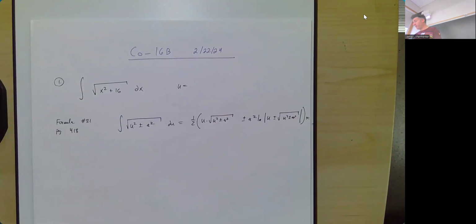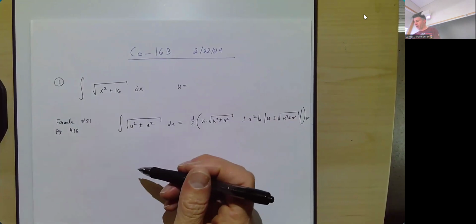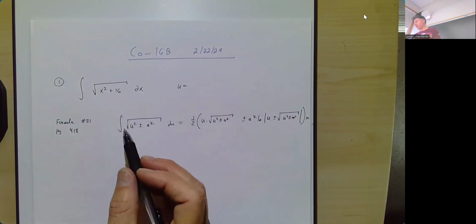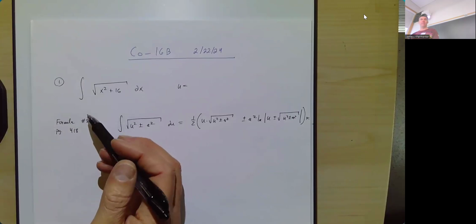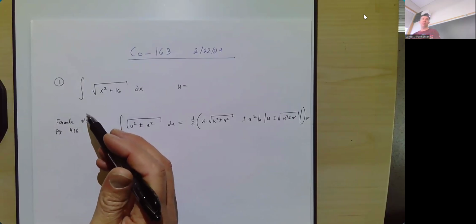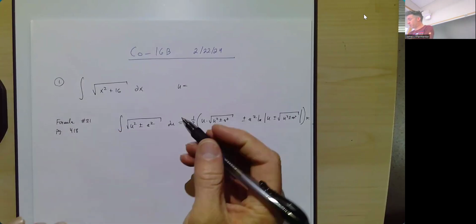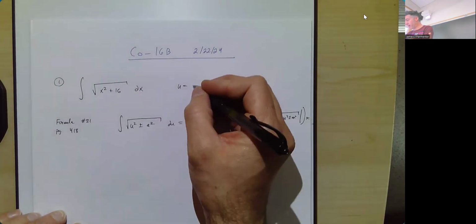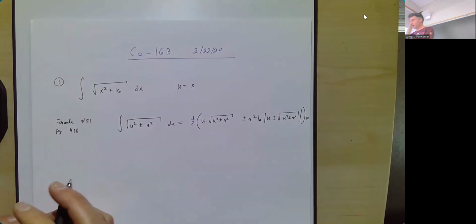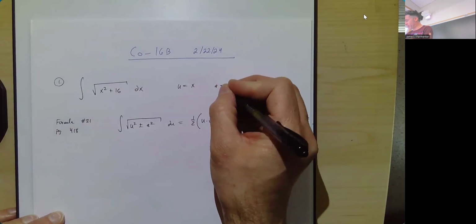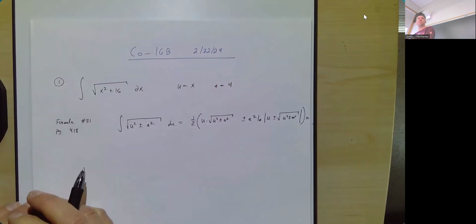So after we look at this formula, it's our job to identify in our actual expression what is playing the role of u and what is playing the role of a. In our function, u is being played by x and a is being played by 4. And we have a plus, not a minus.